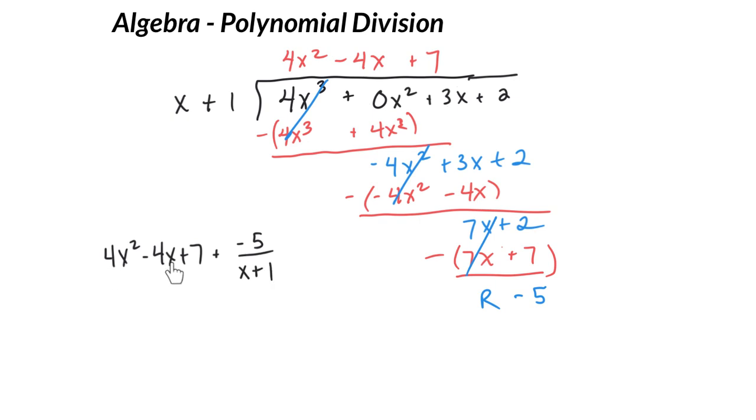Again, if you put this over 1 and then got a common denominator and put it all together, you would end up back with this. So that is polynomial division.